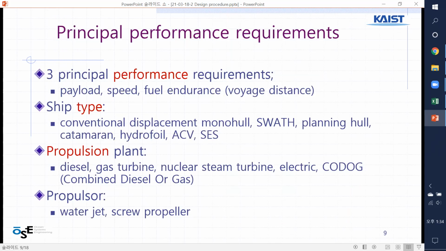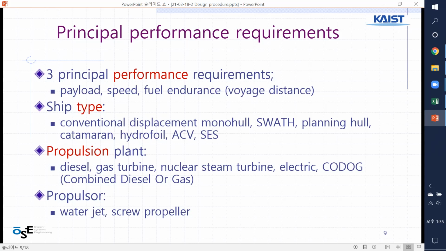And there are also performance requirements for a ship. The basic or principal performance requirement is payload. Payload is how much cargo you can carry. You can think about your cargo truck. Usually the small popular cargo truck in Korea is a 1-ton truck. 1 ton means the cargo truck can carry up to 1 ton of cargo. Something like that. Payload. Container ship, how many TEU? Right. And speed of the ship.